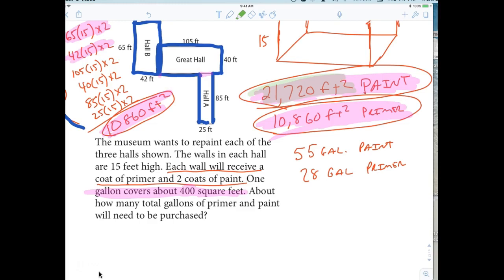So we would say 55 gallons. Does everybody agree with that? All right. And then take 10,860 and divide that by 400. 27.2. And that would tell you you need what? 28 gallons. All right, please look through that.